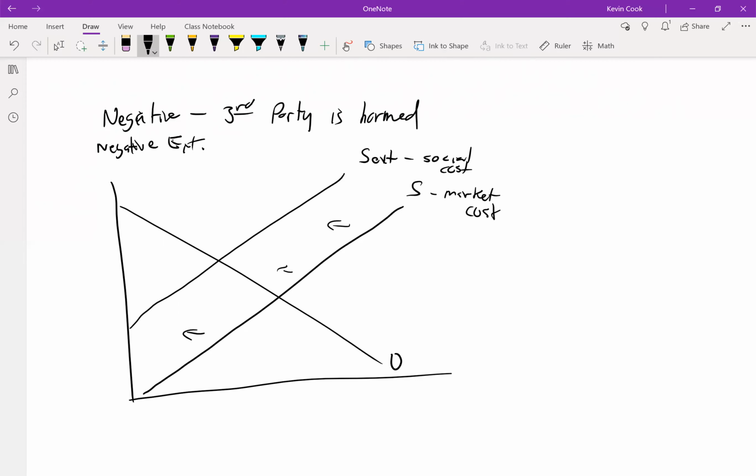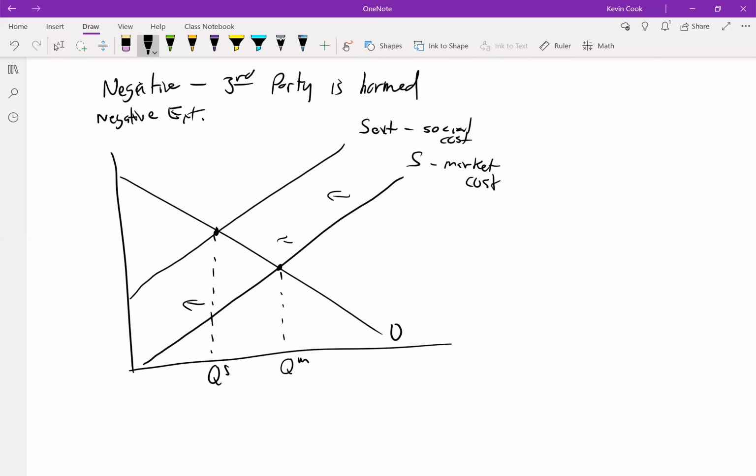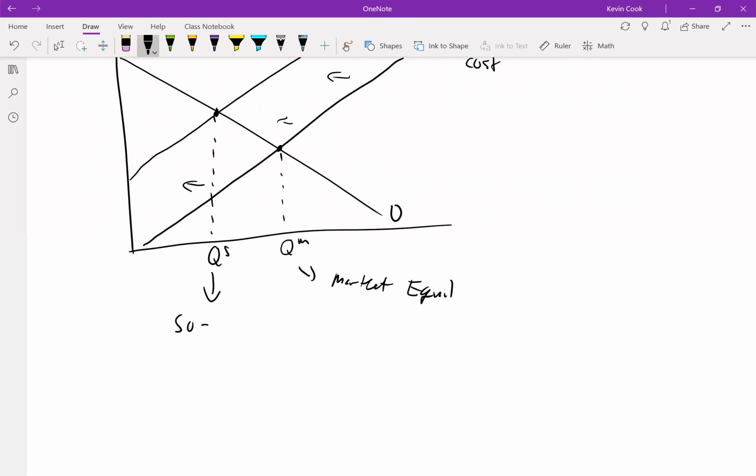And again, this is going to affect the supply side because it's going to increase the cost to produce the good. So a negative externality, again, will push the supply curve to the left, with the idea being that we want our quantity. So we have QM and QS. If we have a negative externality, the market equilibrium will be greater than the socially desirable equilibrium.